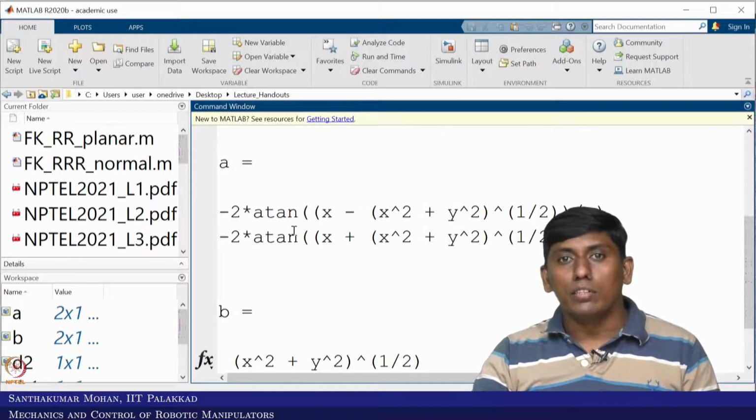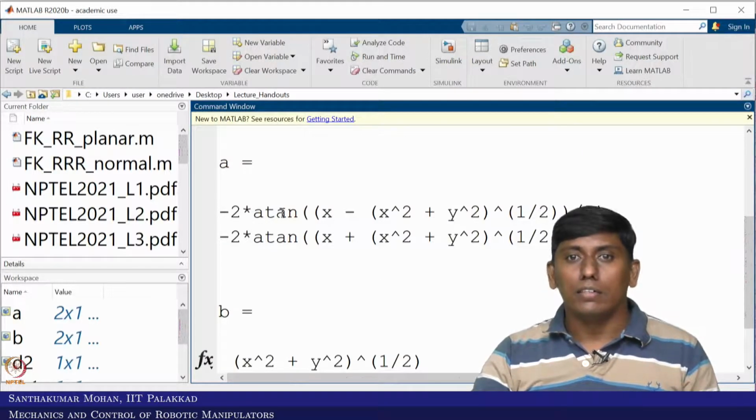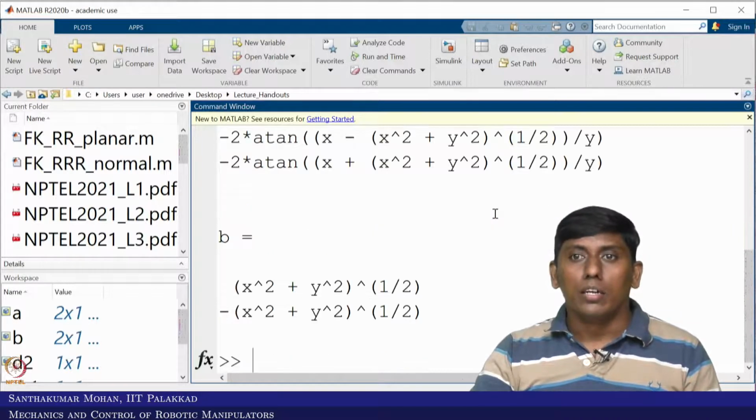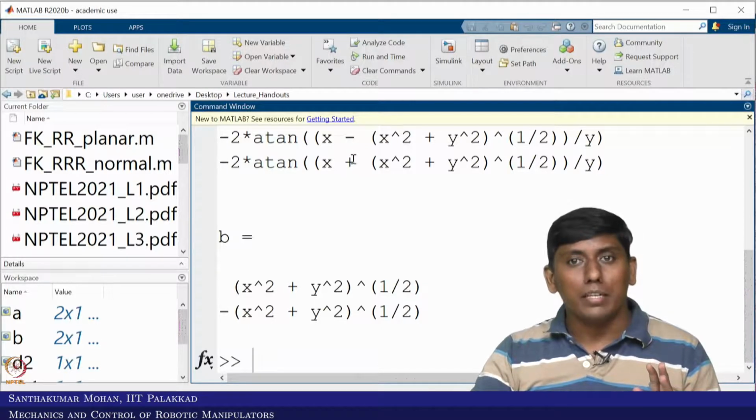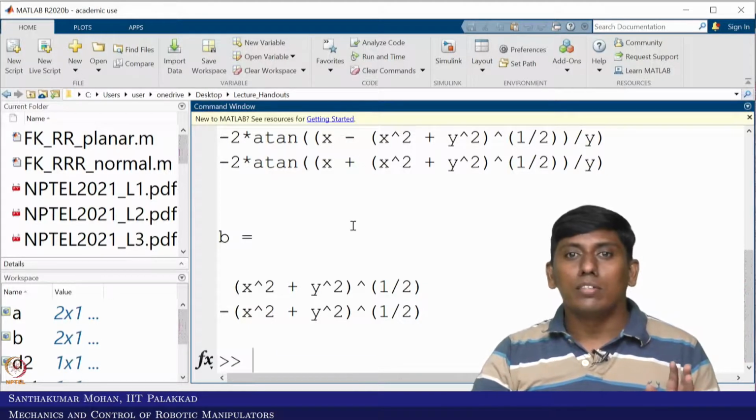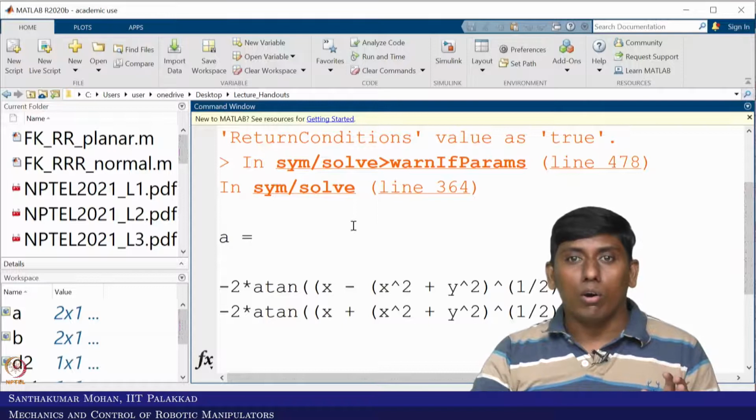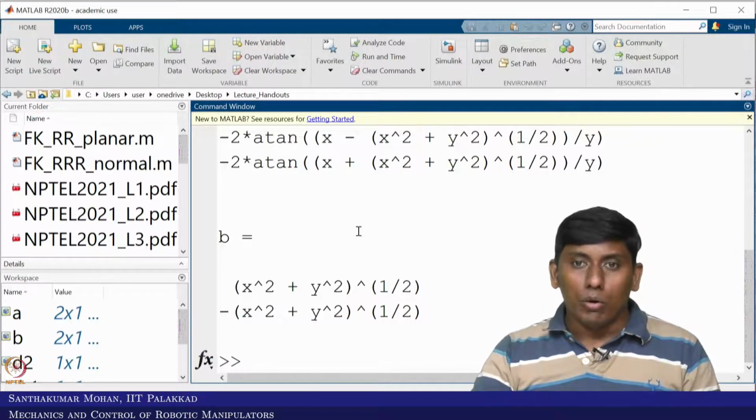The final solution says that theta 1 is 2 times atan, the inverse tan of x minus the square root of x squared plus y squared, divided by y. This is one solution. If I put plus, that is another solution. So how is this solved?